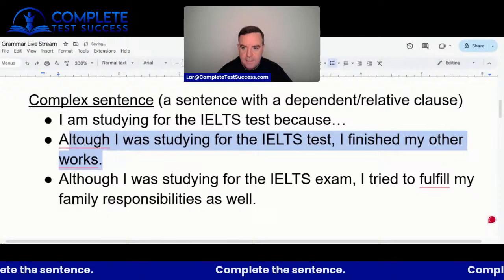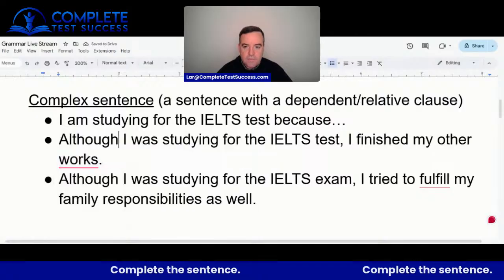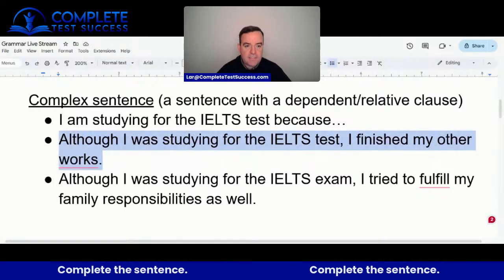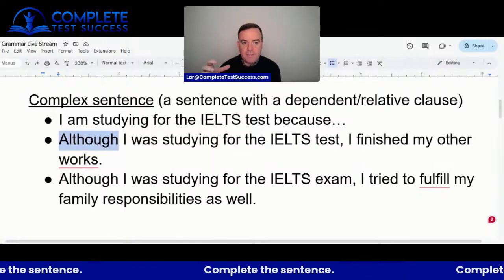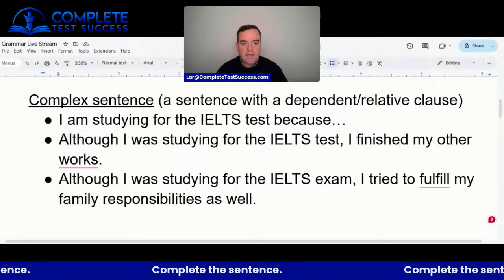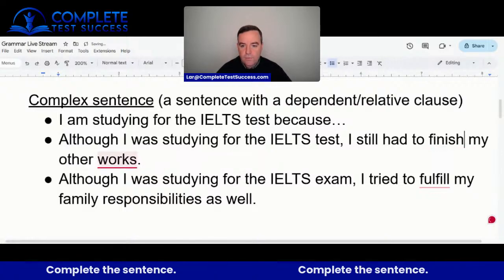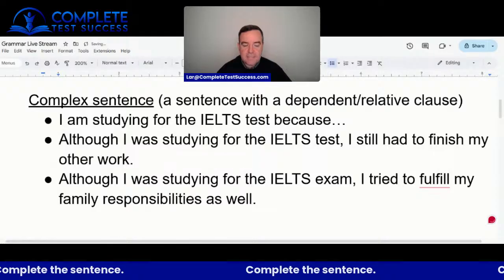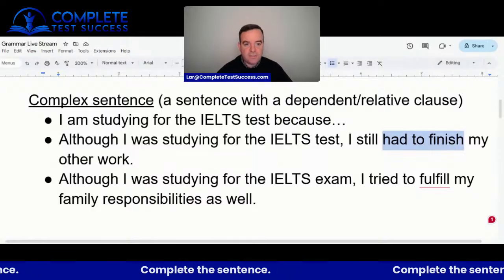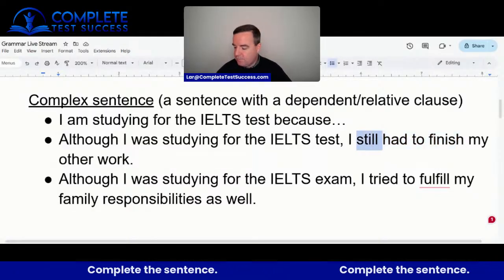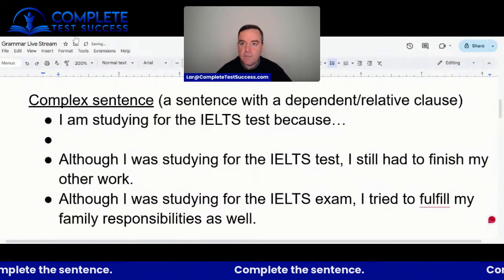I have another one here from Jim Bear. Although I was studying for the IELTS test, I finished my other works. That's just a spelling mistake. So within the context, that doesn't really make sense, because you're saying although this, so you're trying to show that even though this was something that was happening, I had other stuff to do as well. So maybe like, I still had to finish my other work. So that makes sense, but you have to show some kind of a contrast, and that's why the word still helps here, because it makes it clear that there is in fact some kind of a contrast going on.